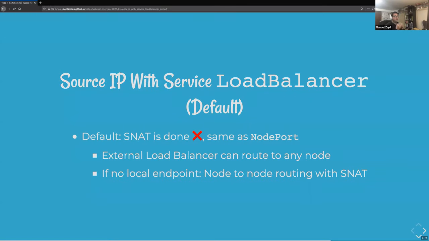Now, the service type building up on this is load balancer. And there by default, SNAT is done, same as node port, same reason. It just doesn't work. The external load balancer can route to any node inside your Kubernetes cluster. And if the node receiving the request has no local endpoint, Kubernetes will forward it to another node, and then SNAT will happen, so source IP lost.